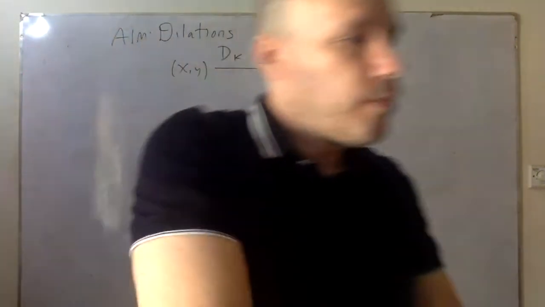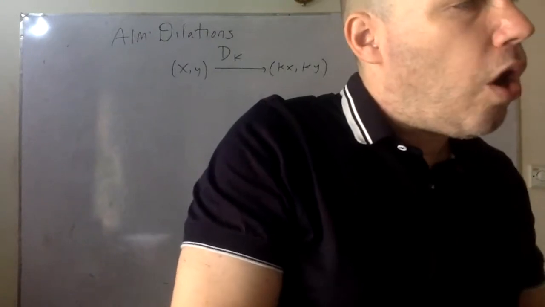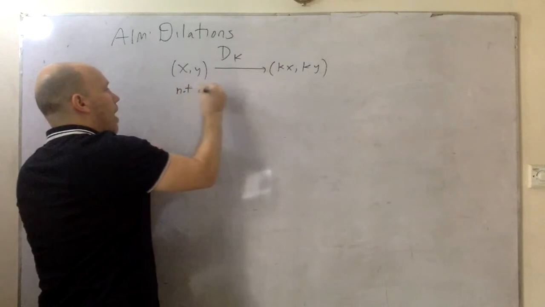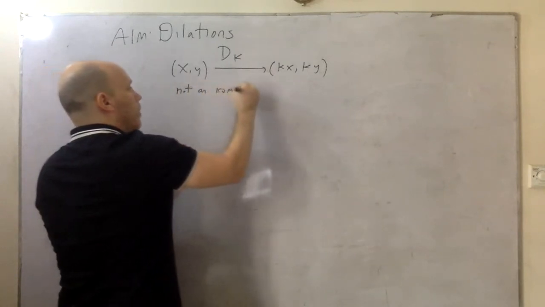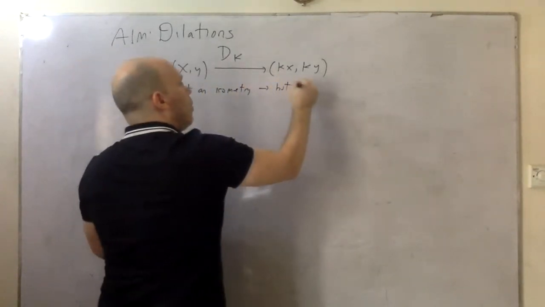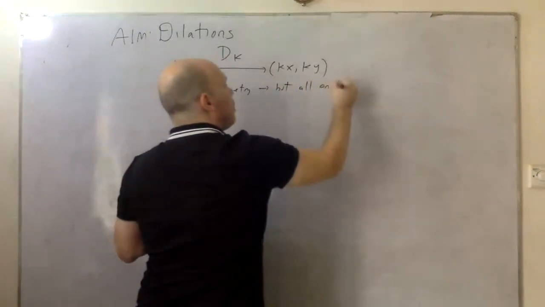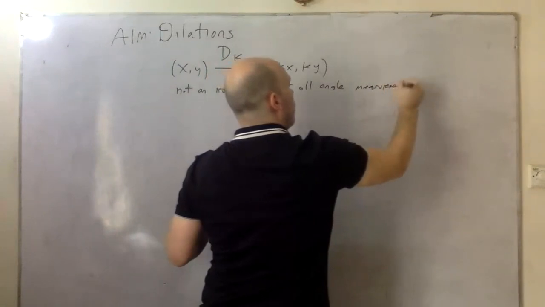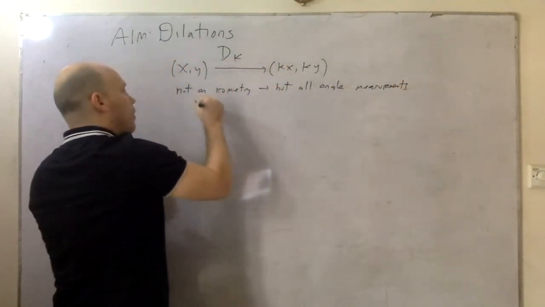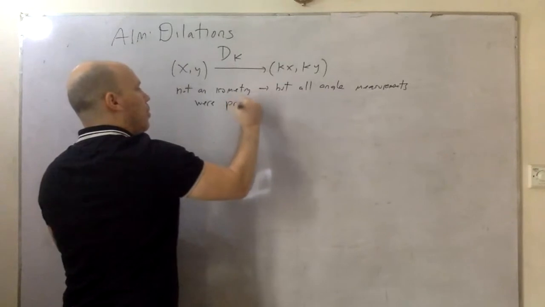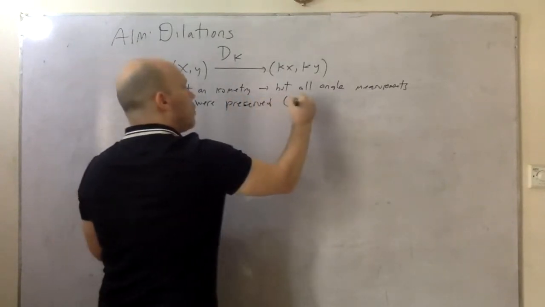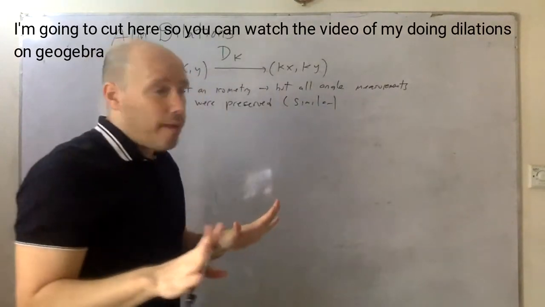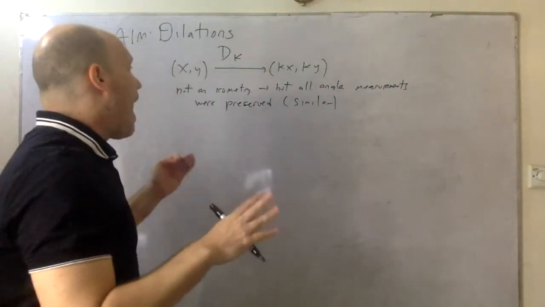And so what we saw is that it's not an isometry, but all the angle measurements were preserved. So this was similar triangles, similar versus congruent, which is fine. And then we saw how in the video.